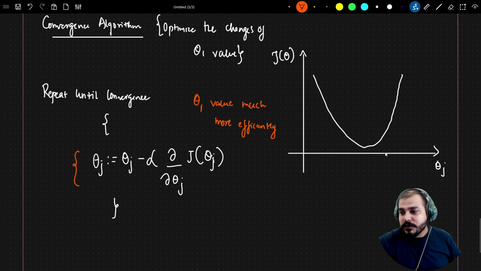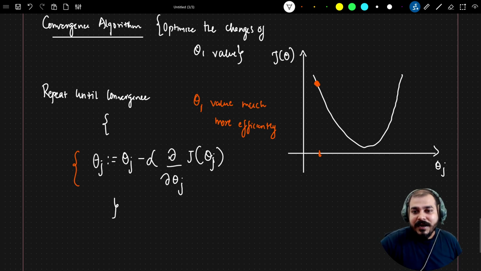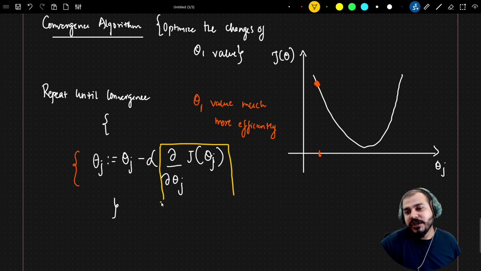How? So let's consider my theta j value is somewhere at this specific point. So J of theta will be coming somewhere here. Let's consider that this is the point that I'm going to get. Now you need to understand what exactly this is: the derivative of J of theta j with respect to theta j. In short, we are just trying to find the derivative at this specific point.